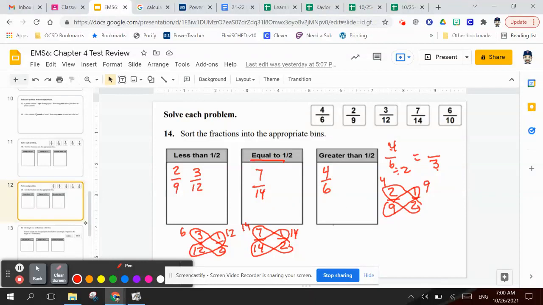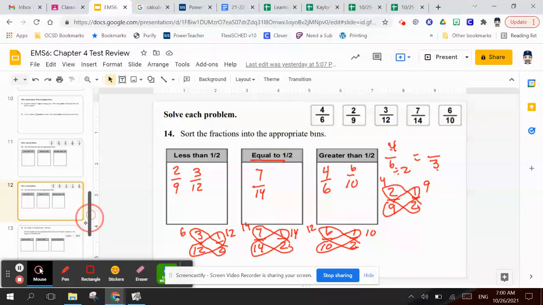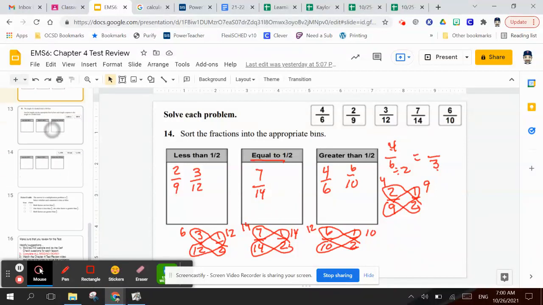And then the last one is 6/10. 6/10, 1/2. Cross multiply, 10 times 1 is 10. 2 times 6 is 12. 12 is greater than 10, so 6/10 is greater than 1/2. I would cross multiply using 1/2. That is going to help me a little bit better.